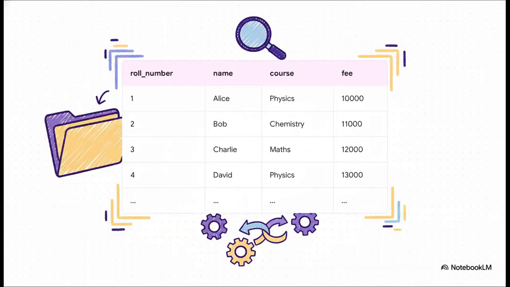And boom, here it is. This is our case file. It's a pretty simple data set, just 10 students. As you can see, we've got their roll number, name, the course they're in, the fee they paid, all that good stuff. This is the raw intel we're going to be working with.